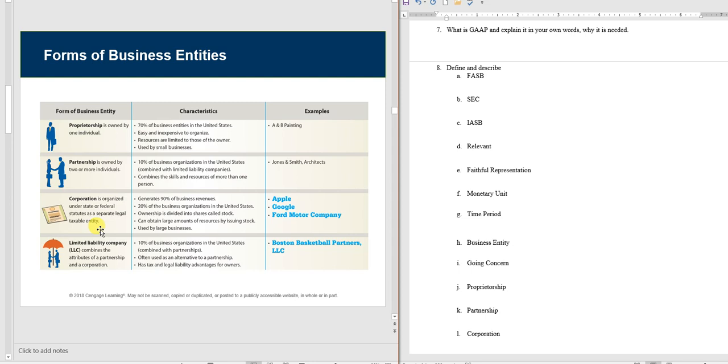entity. In other words, if you organize as a corporation and are sued, the corporation may lose in the lawsuit, but you would never lose your house. If you're formed as a proprietorship and the business gets sued, you could lose your house because you are part of the business. Even though the business is a separate entity, it's not a separate legal entity. Here it's a separate legal entity. And then there's a limited liability company that combines the attributes of partnerships and corporations. So you can just kind of know they exist.